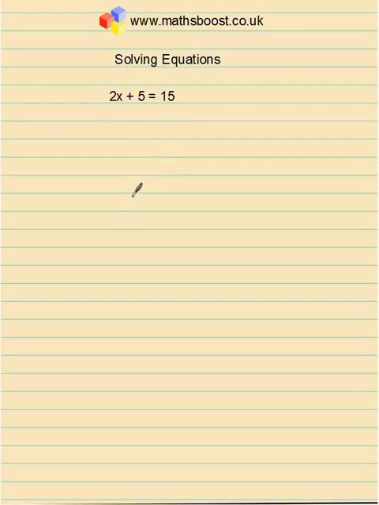So let's see how this helps us solve an equation. First, we're only worried about the side with the unknown value. So we'll forget about the right-hand side for the moment. Now, if you knew the value of x, what is this rule telling us to do? It's asking us to multiply by 2 and then add 5.